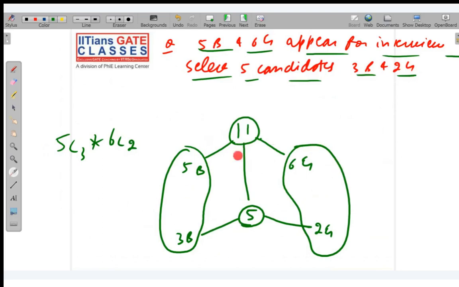Please make this figure. So 6 plus 5, that is 11. From 11 I want to pick 5. And what are the ways? From 11, 5 boys and 6 girls. From 5 boys you want to pick 3 boys, from 6 girls you want to pick 2 girls. The answer is this, a very, very simple answer. You will get why I made this figure after a few slides. Please take snapshot.